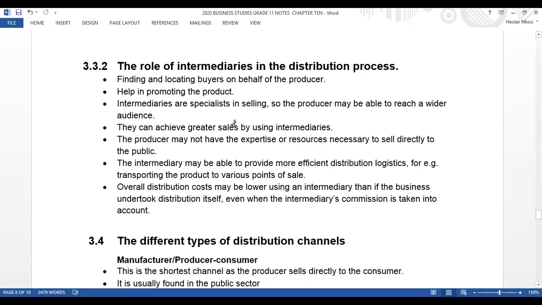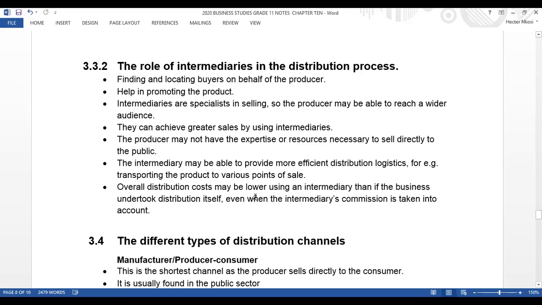And also they can achieve greater sales by using intermediaries, right? Also, your producers may not have the expertise or resources necessary to sell directly to the public. The intermediary may be able to provide more efficient distribution logistics, for example, transporting the product to various points of sale. The overall distribution cost may be lower using the intermediary than your business undertaking the distribution, basically, boys and girls, isn't it?